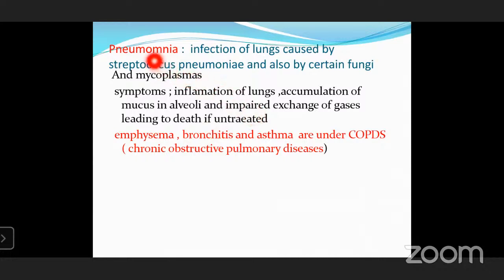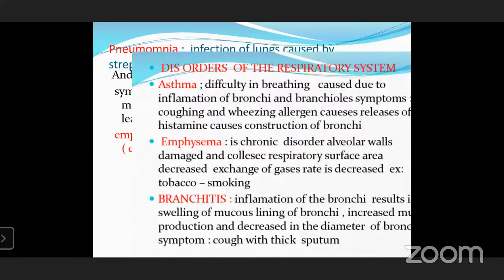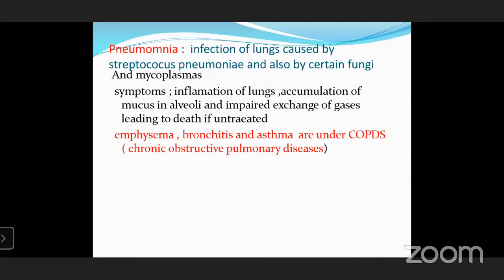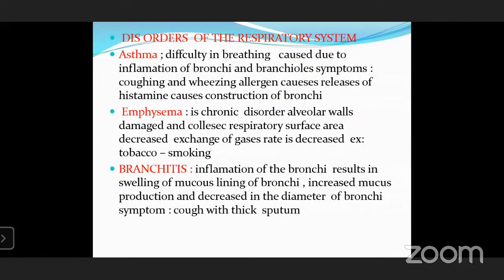Observe the very important words here. Keep in mind, pneumonia is an infection of the lungs caused by Streptococcus pneumoniae. So asthma, emphysema, bronchitis and pneumonia are the disorders of the respiratory system. Keep that in mind.